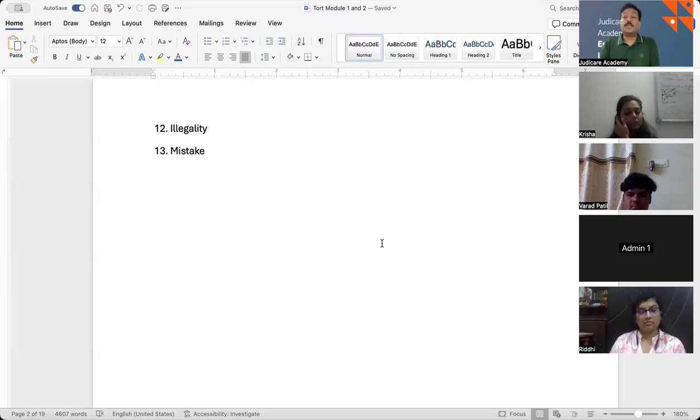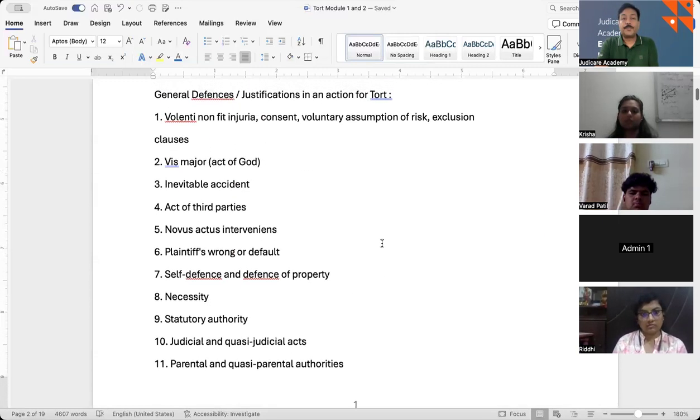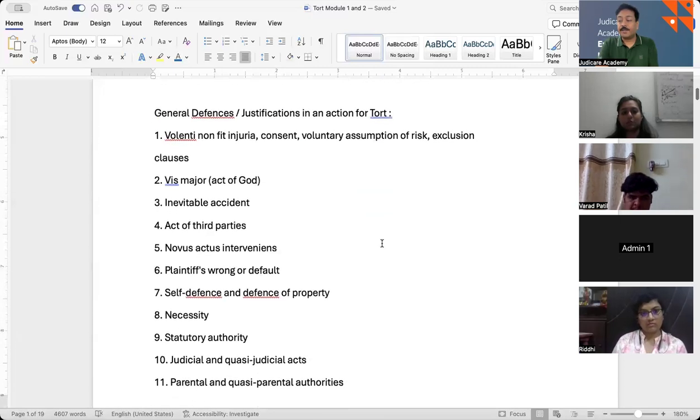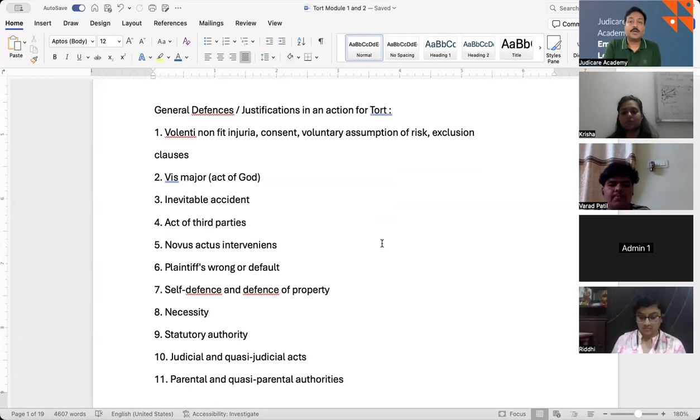So in this second part, what we discussed today, we have traversed all the essential principles of general defenses and justifications, which is very important to know. In the first part, we understood how we differentiate and categorize the torts, how we actually understand what is tort and classify that. In the second part, today we have understood the justification. So volenti non fit injuria, consent, and exclusion clause, these are the very important waiving rights for willingly assumed risk.